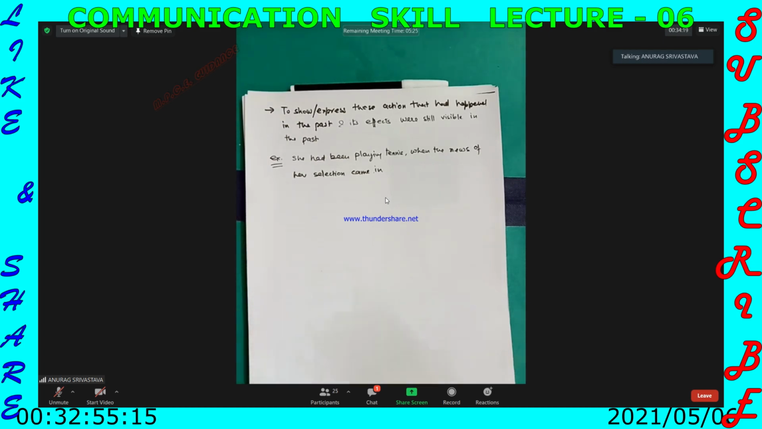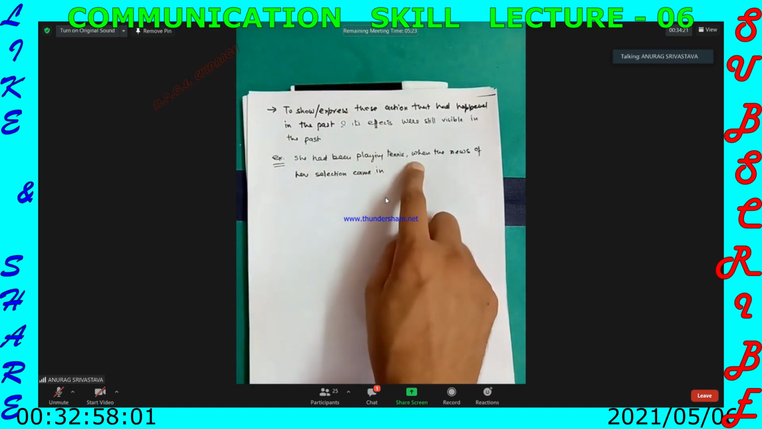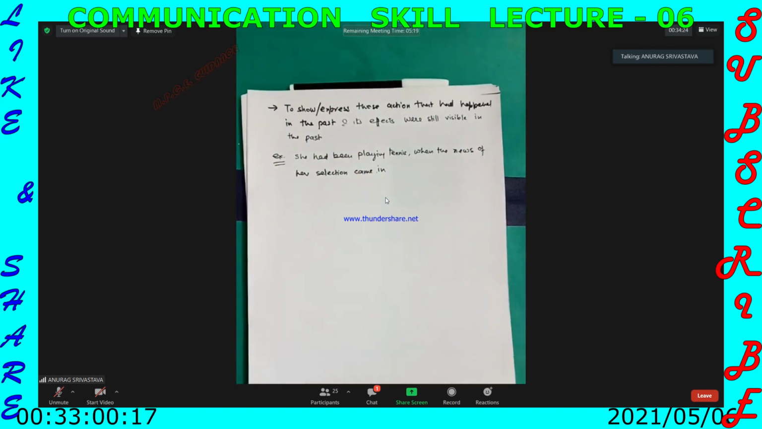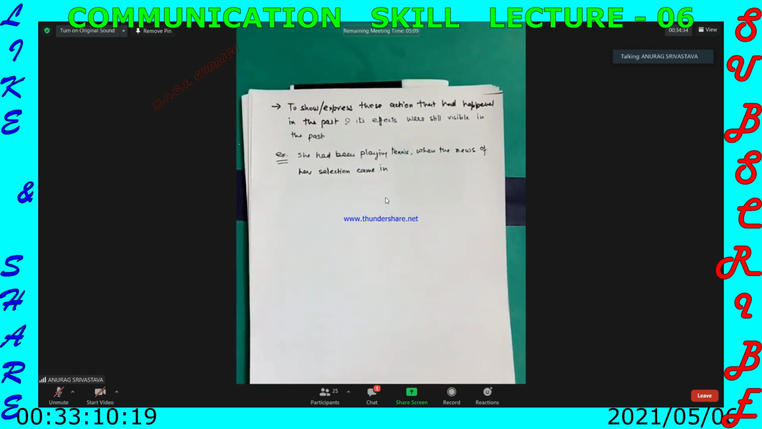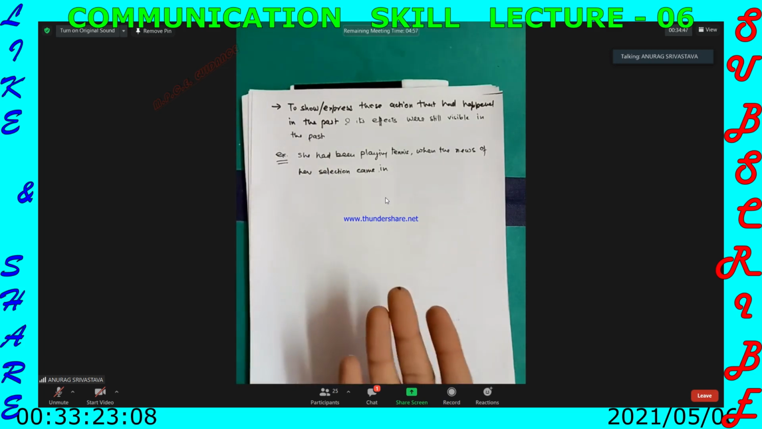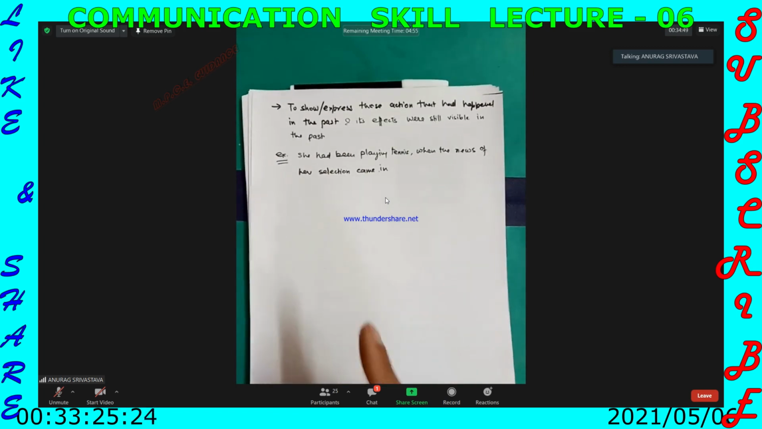The sentence is: She had been playing tennis. It is written in the past perfect continuous tense, and its effect is also visible in the same sentence, in that period of time when the news of her selection came in. If you observe the same sentence, it is a combination of two types of sentences, in which the first part is in the past perfect continuous tense, whereas the second part is in the past indefinite tense.